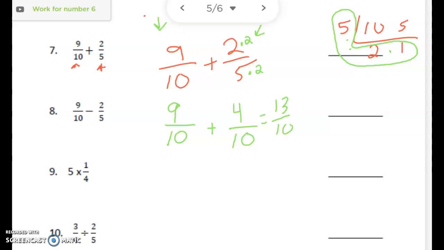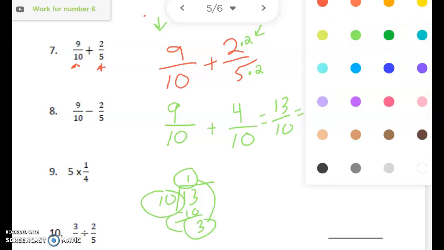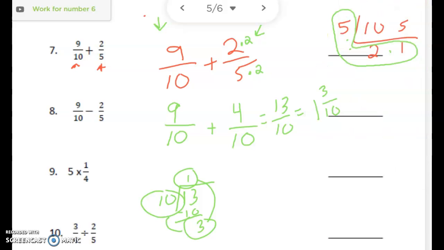13/10. Now 13/10 is an improper fraction. How many times does 10 go into 13? 10 goes into 13 one time with 3 left over, the last name of 10. Well, if you don't believe it, let's look at it this way. 13 divided by 10. 10 goes into 13 one time with 3 left over, 1 and 3 tenths. So 9/10 plus 2/5 gives me 1 and 3 tenths.